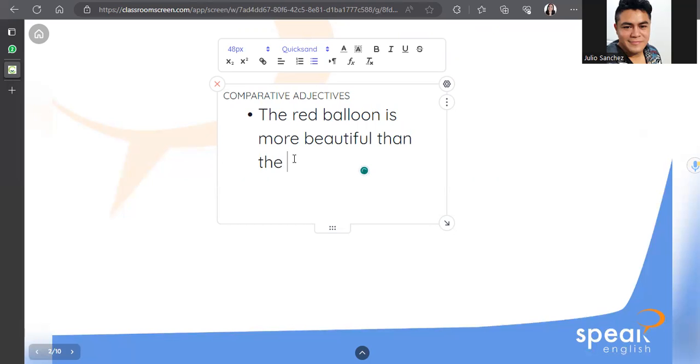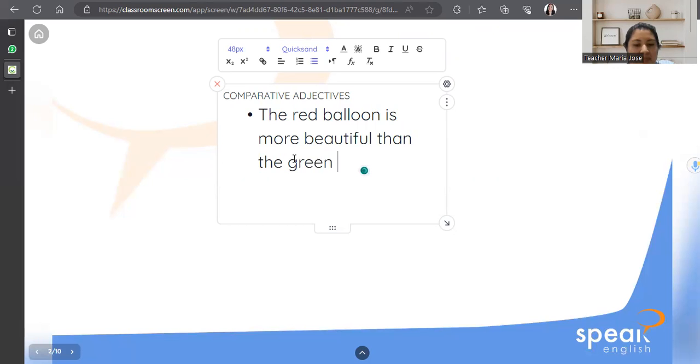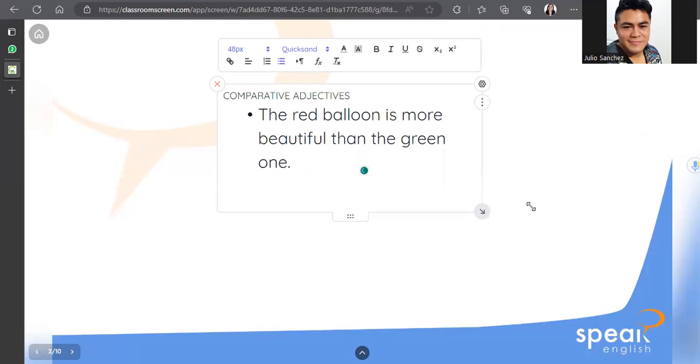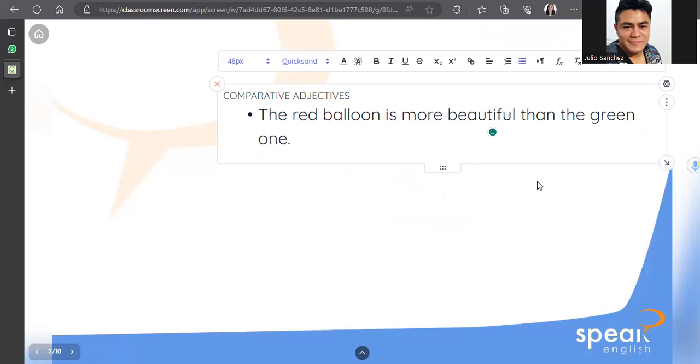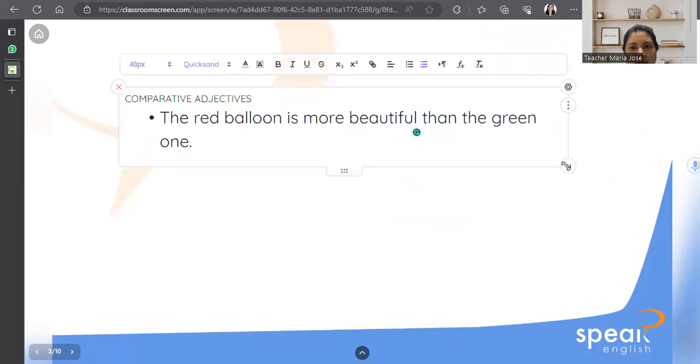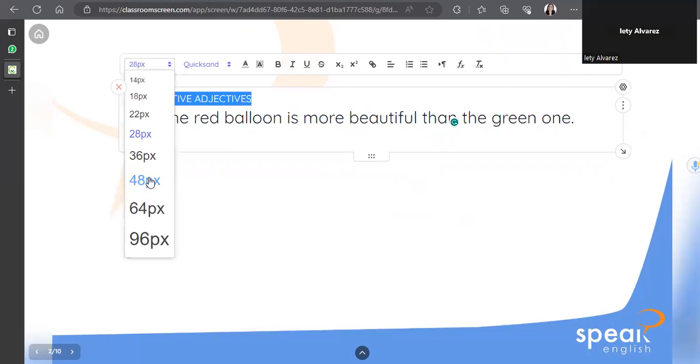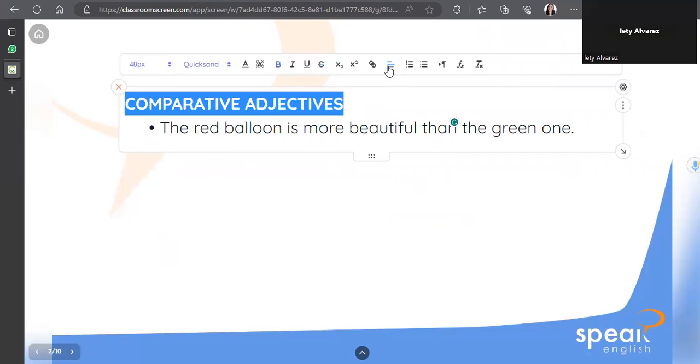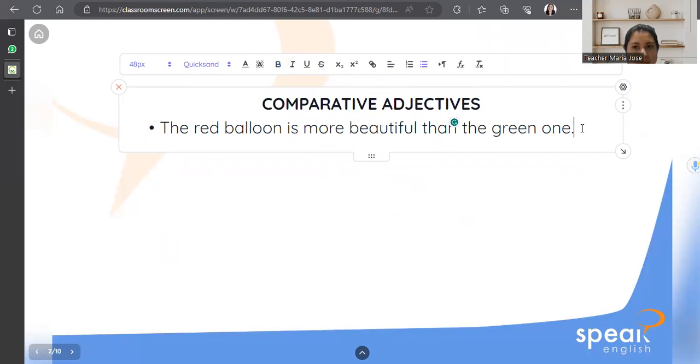The green one. The green balloon. That's okay. All right, very good. Letty, can you give me another example? My dog is faster than yours. Okay.